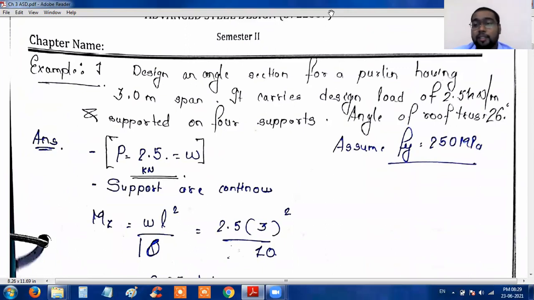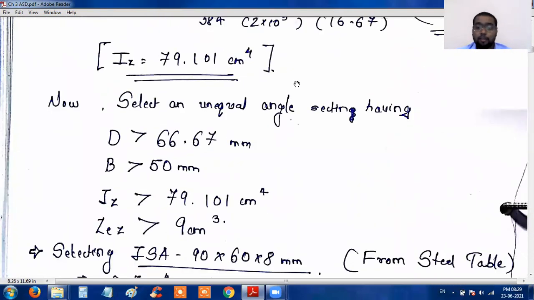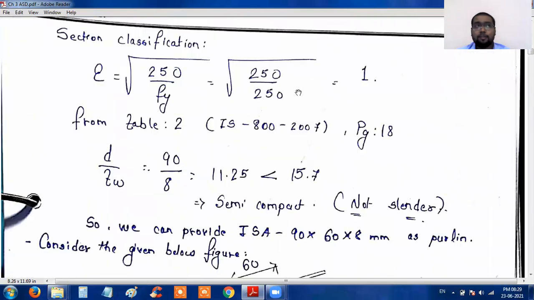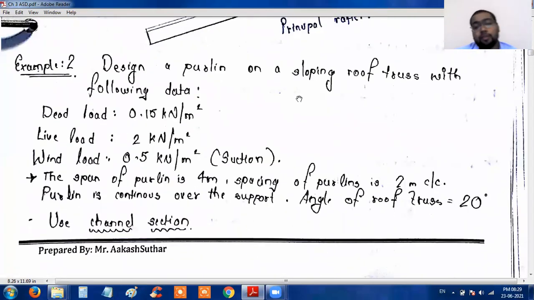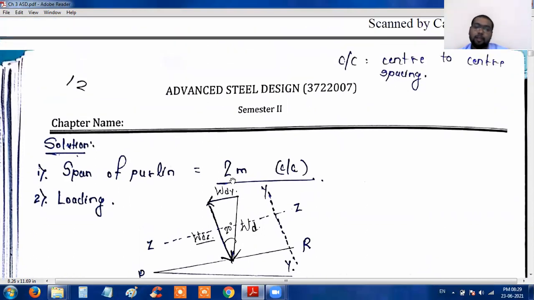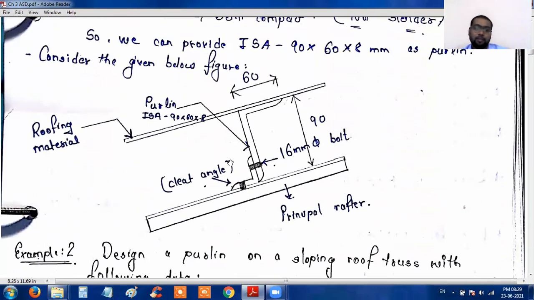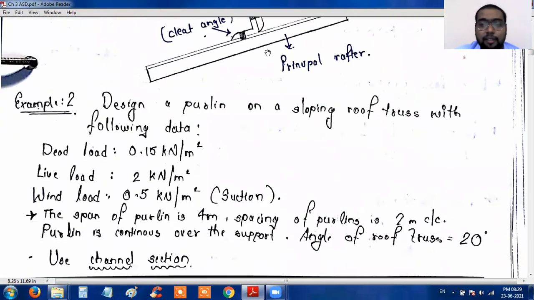In next lecture, we consider the angle force. When the force is acting at some angle, here 20 degree, then how to design the purlin. Okay, we will discuss that example in next lecture.